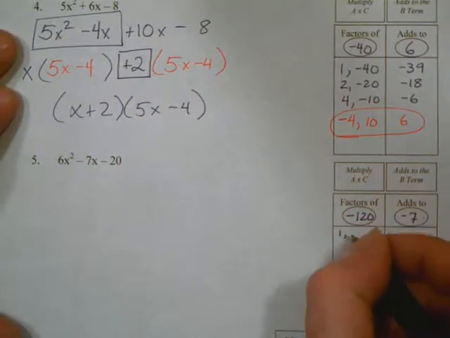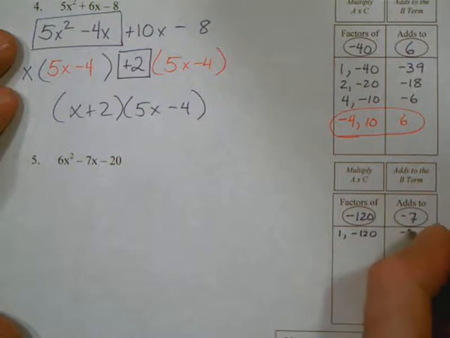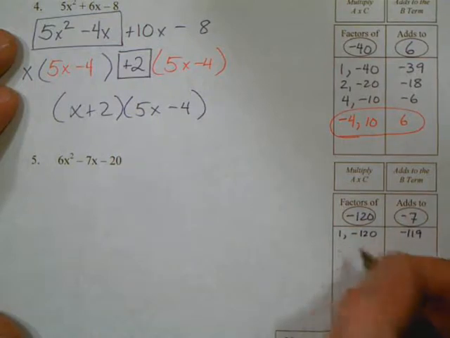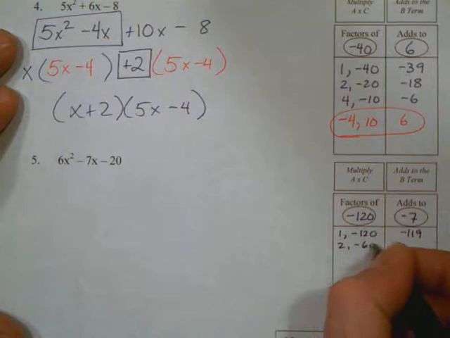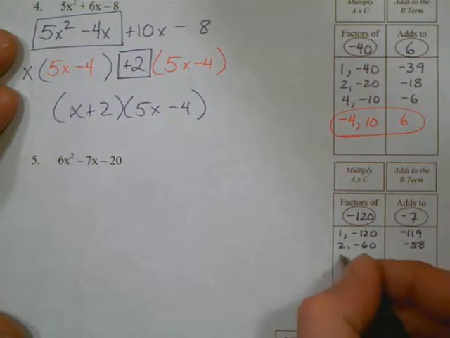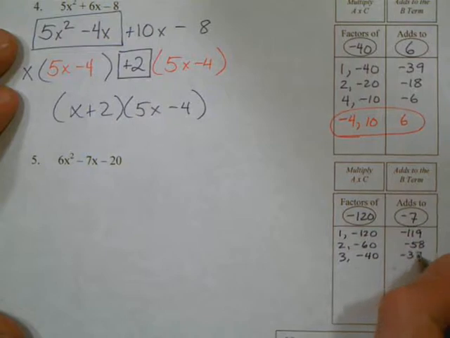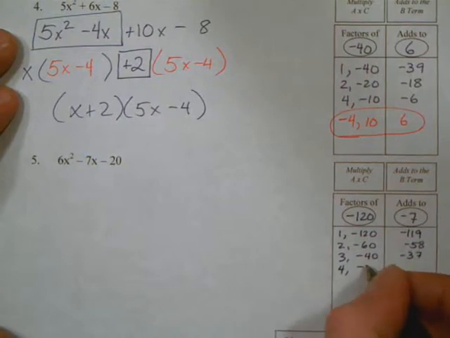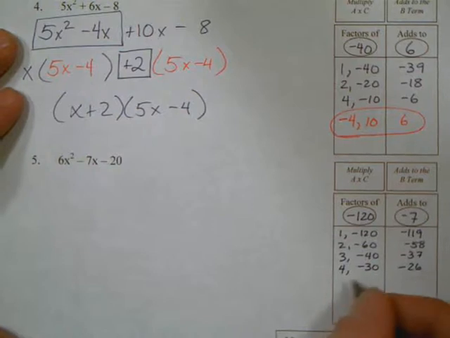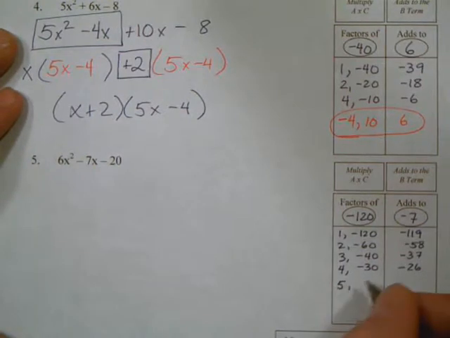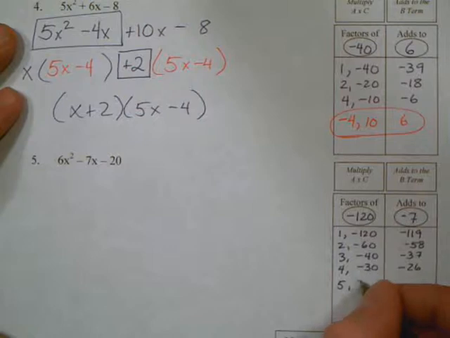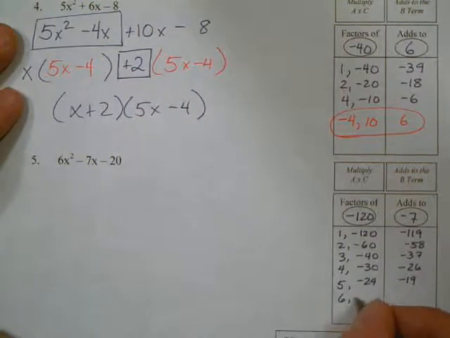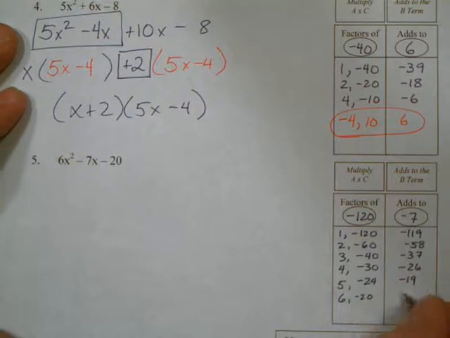6x squared minus 7x minus 20. Well, this is the first time that we have a large number when we multiply them together. Negative 120, that adds to negative 7. So we're going to have to write a little bit small to try to figure this out. 1 and negative 120 is negative 119, too high. Negative 58, still too high. Negative 37, still too high, but we're getting lower. Negative 26, still too high.